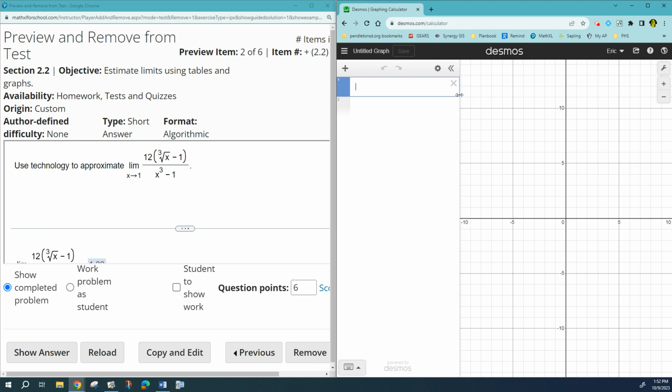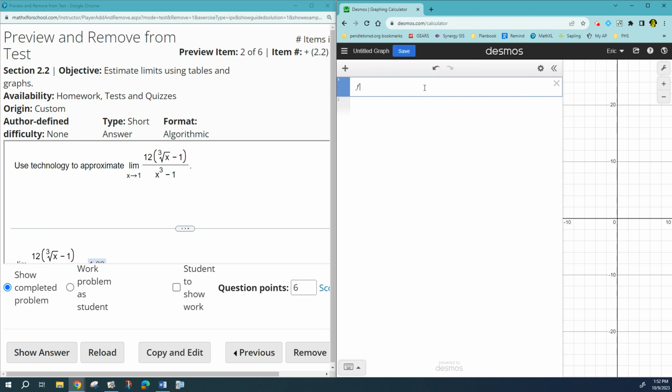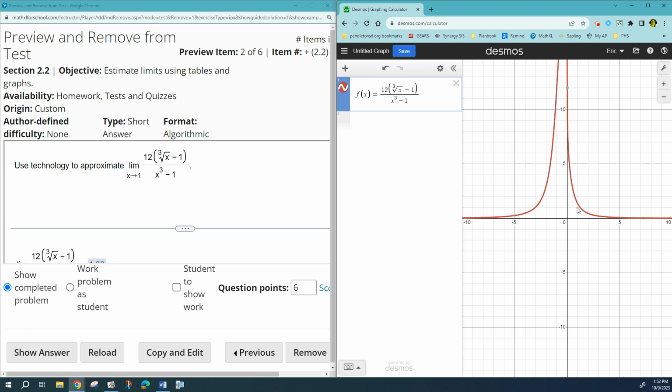So let's just make the function f of x equals 12 times the quantity cube root of x minus 1, all divided by x cubed minus 1, as x approaches 1. You got a couple options. You could go over on the graph and just try to find what point it's hitting, but that's not very accurate, is it? You can't really tell what the y value is.